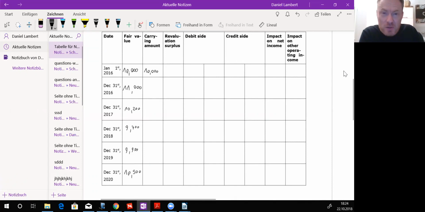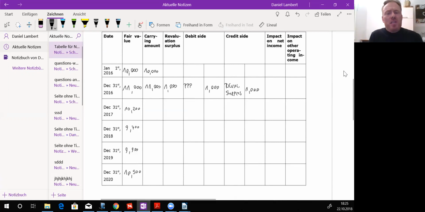So 11,000, what would you do with it? The thing is, we need to create a so-called revaluation surplus equal to 1,000. Carrying amount will be equal to 11,000. So there's one thing on the debit side and another thing on the credit side, which is property, plant, and equipment go up. Property, plant, and equipment will go up by 1,000 euros, and so will the revaluation surplus. The revaluation surplus is going to rise by 1,000 euros just as well.